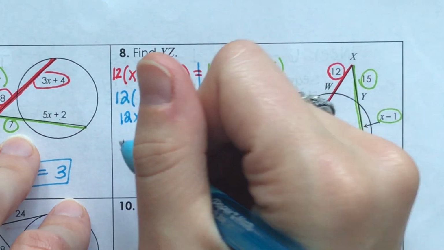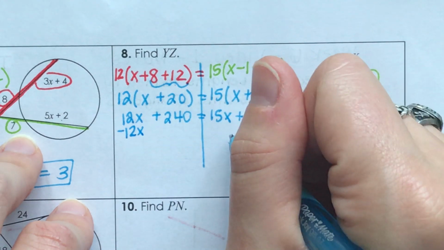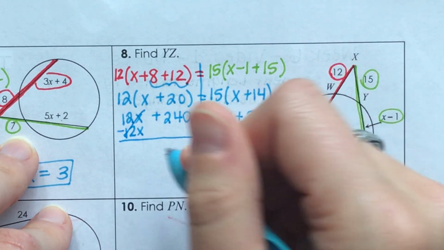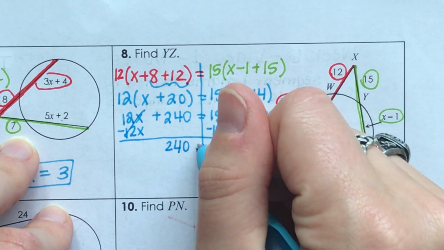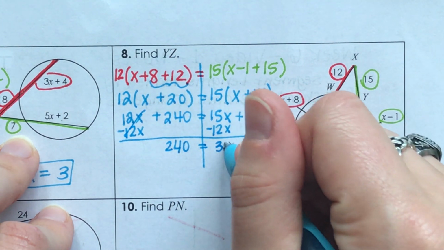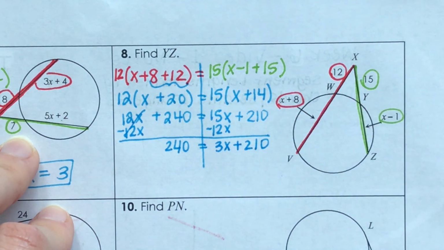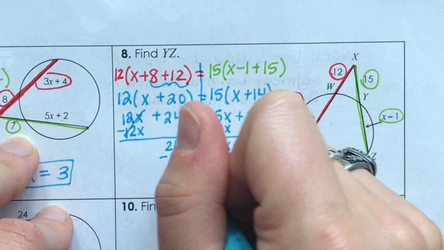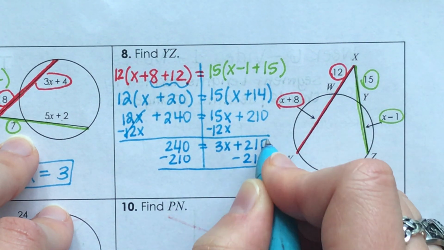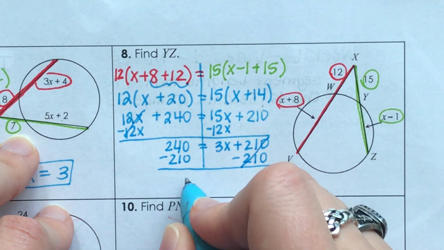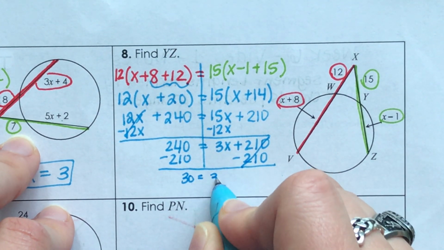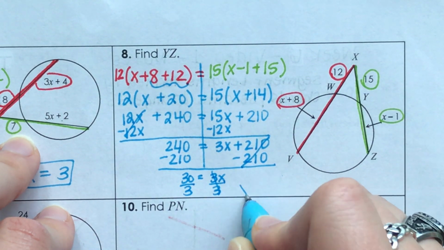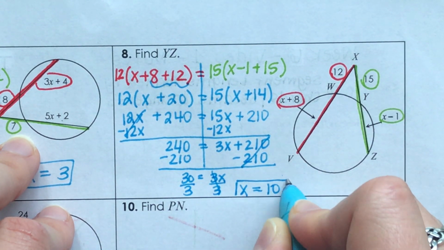All right, get all my x's to one side, so I'm going to subtract 12x from both sides. I get 3x plus 210. I subtract 210 from both sides. I get 30 equals 3x. I'm running out of room. I divide both sides by 3. I get x equals 10, which is great.